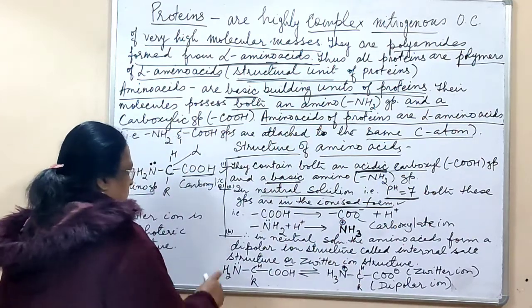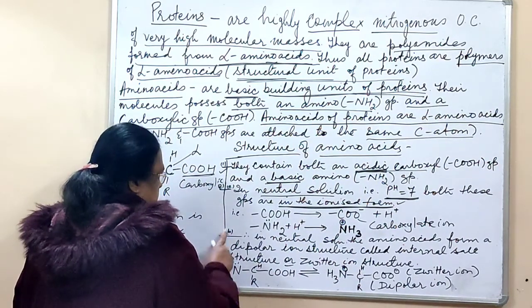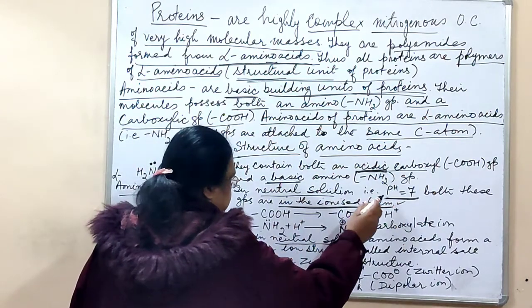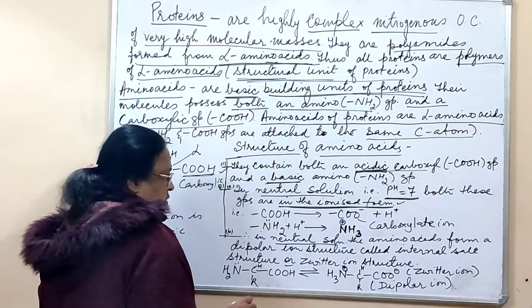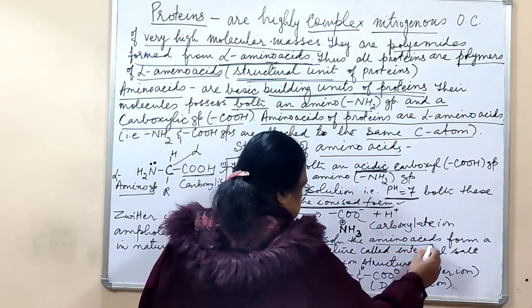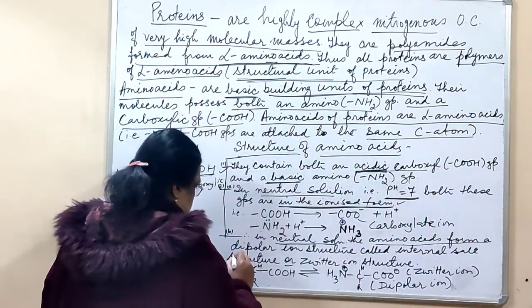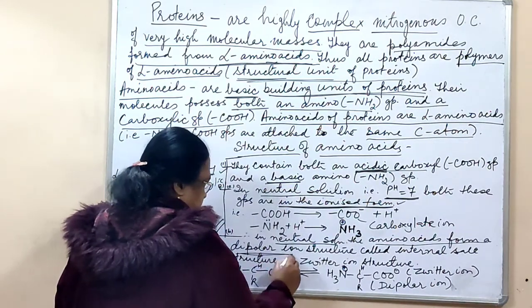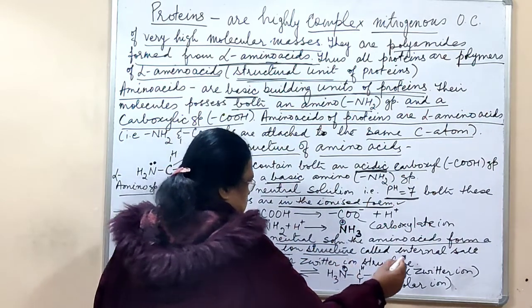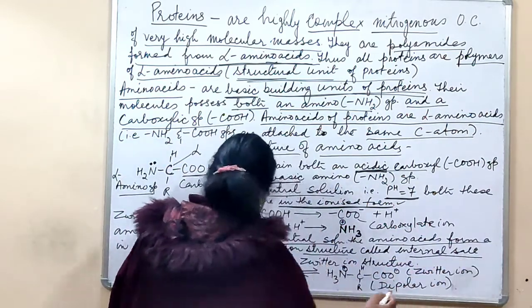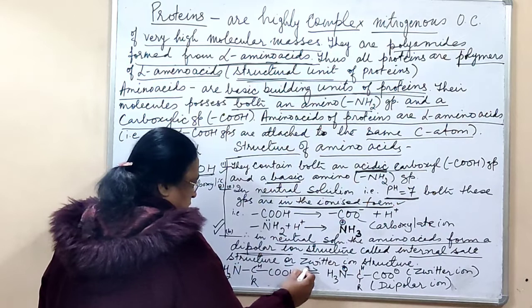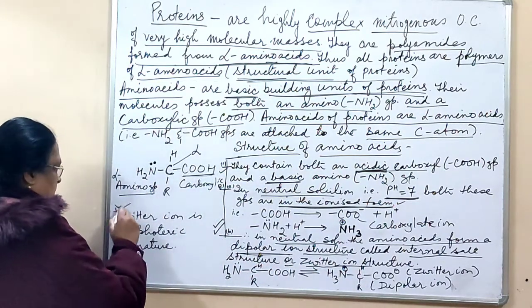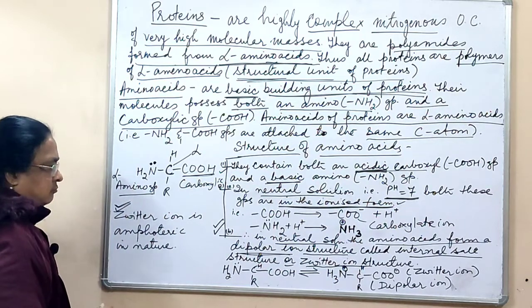In the second part of this point, in neutral solution, that is at pH 7, amino acid forms a dipolar ion. This is the most important point. This dipolar ion structure is called the internal salt structure or Zwitter ion structure. Zwitter ion is asked almost every year.